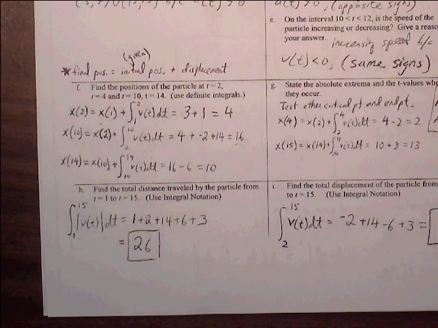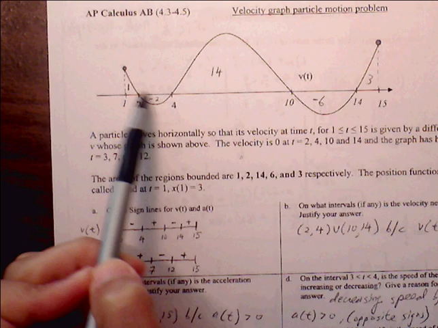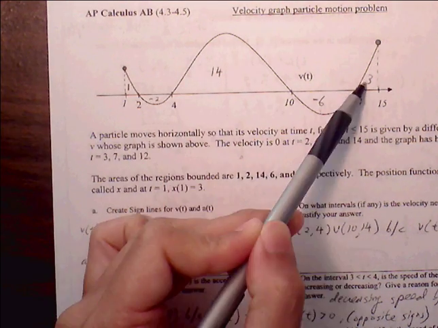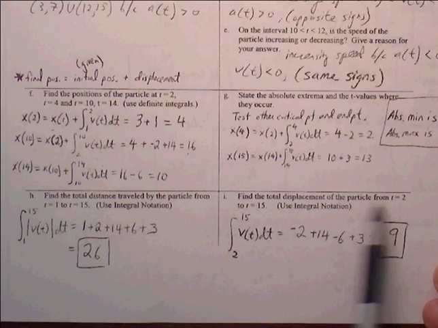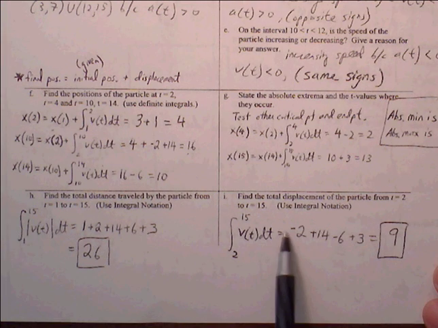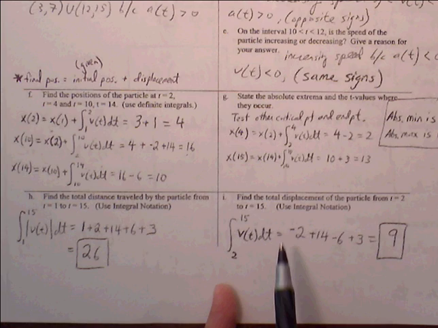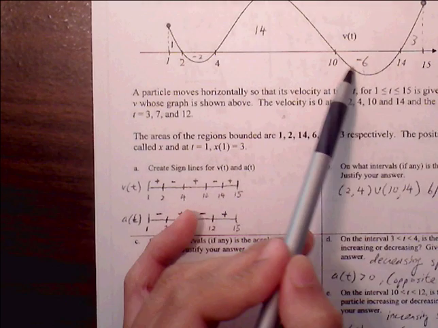Okay, h, find the total distance traveled. Total distance is just the absolute value of the velocity, so we basically convert all these to be positives and add them together. So 1 plus 2 plus 14 plus 6 plus 3 gives us 26. Find the total displacement. Total displacement is where we keep track of backtracking, so we keep the negatives in place. From 2 to 15, it will be negative 2 plus 14 minus 6 plus 3, which is 9.